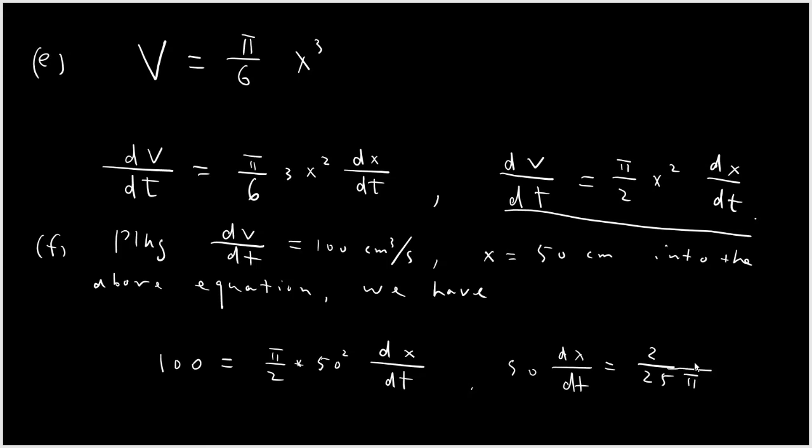So anybody want to tell me the unit for dx over dt? The rate of change of x? The rate of change of V, the volume, should be in cubic centimeters per second, right? If the volume is in cubic centimeters per second, x, the diameter, is one-dimensional. Anybody want to tell me the unit? Centimeters per second. The rate of change is centimeters per second.